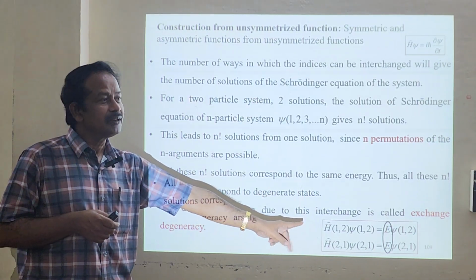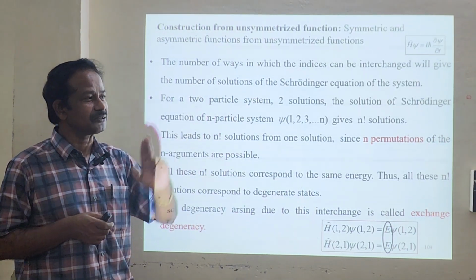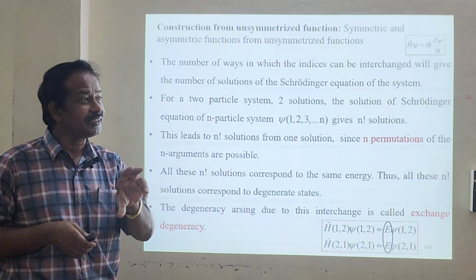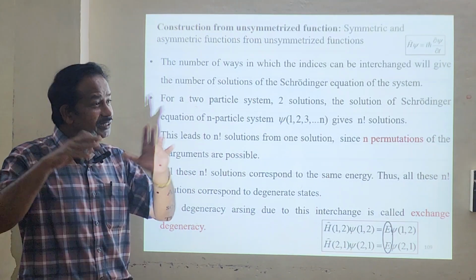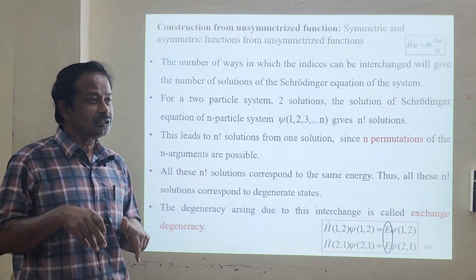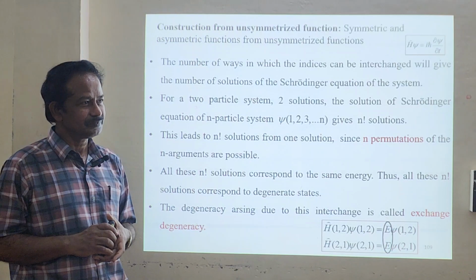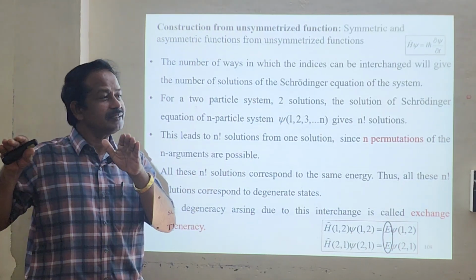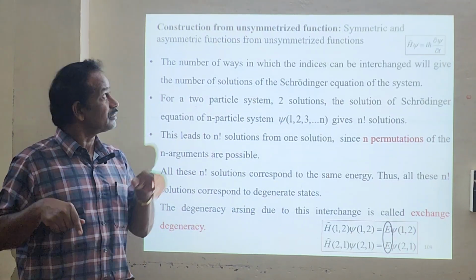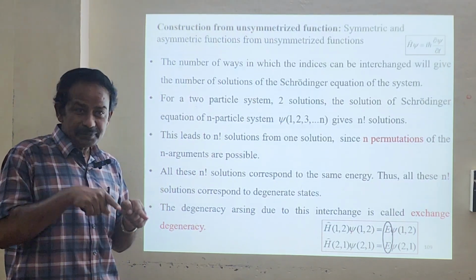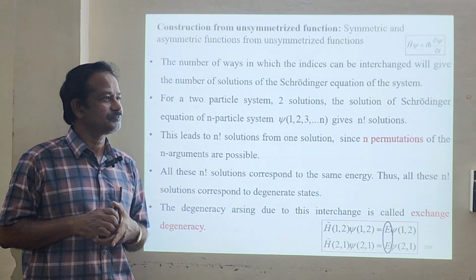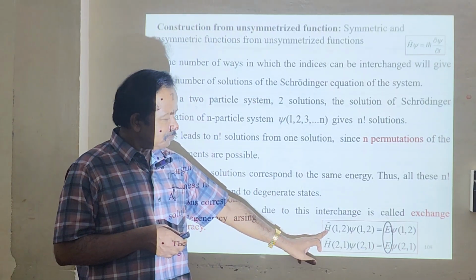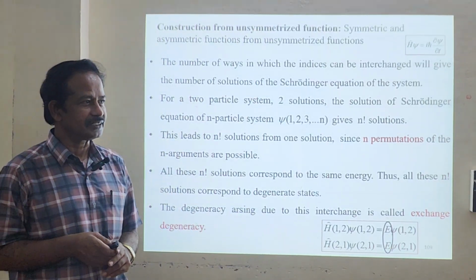And actually we should say for 2 wave functions, the solution will be 2 factorial. We are going to see now whether it is really 3 or 3 factorial. For n number of wave functions, the solutions will be n factorial. So now our idea is, from unsymmetrized wave function, we are going to construct symmetric wave function and antisymmetric wave functions. And of course we know that this is before interchanging and this is after interchanging.